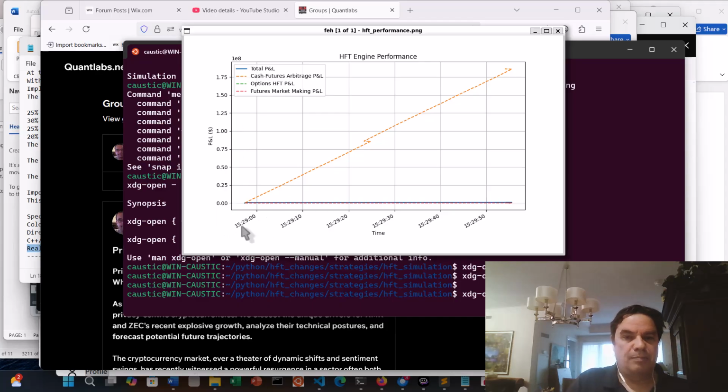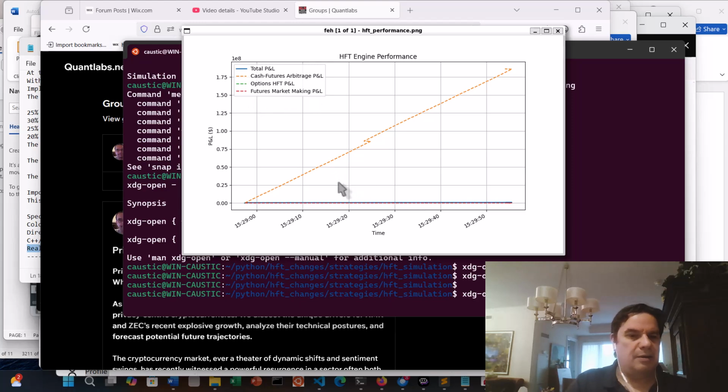So it's gone from 15:29:00 to 1 minute. You can see here it's already gone up almost double. Okay. So you can imagine, and this one that's making the most is a cash futures arbitrage P&L. And then we have an options HFT P&L and a futures market making P&L.